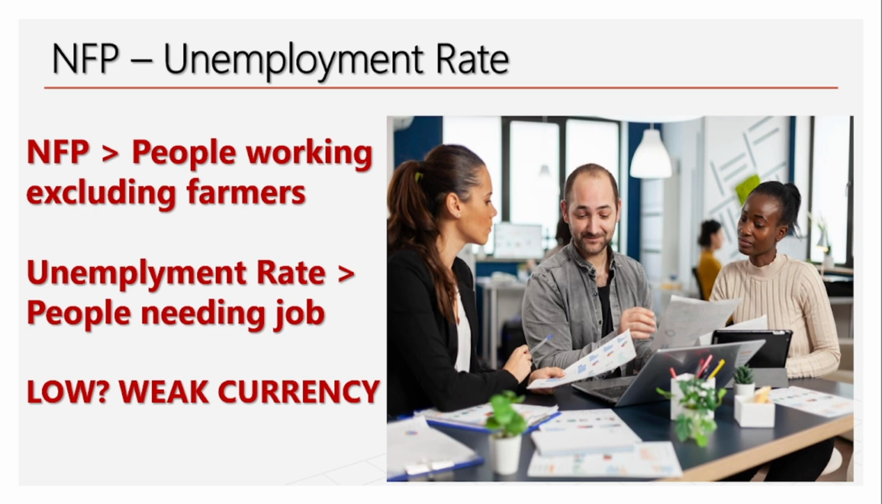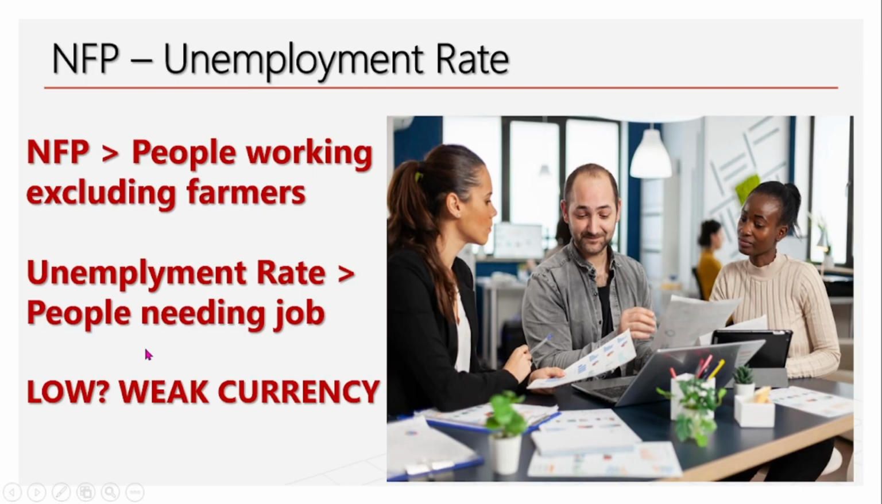You understand? You can be a farmer now, and maybe they are seasonal. You can be a farmer now, maybe in the next month you're no longer farming. You will be harvesting, you will be selling it. So it's something that is seasonal. So that is why, instead of causing a lot of jumps, the Americans decided not to include farmers. So now it will be people working excluding farmers. Now when we talk about unemployment rate, it's all about people needing a job but who cannot get one, they are just needing a job.